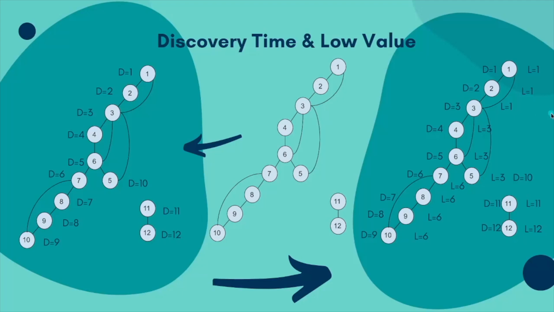So the first node is 1, and the discovery time of 1 is also 1. Then we visit 2, so the discovery time for 2 is 2. After that, we go to node 3, and here the discovery time is 3. Following this, the discovery time of node 4 is also 4.